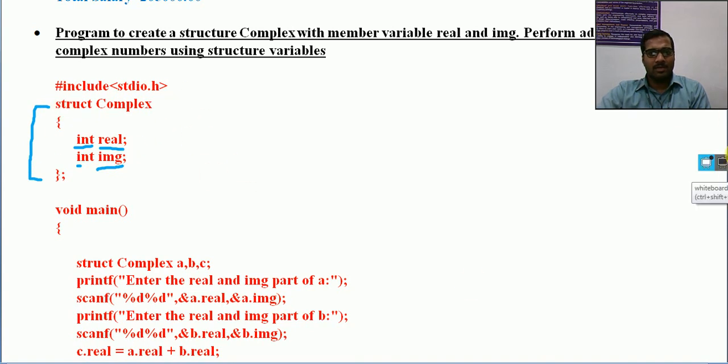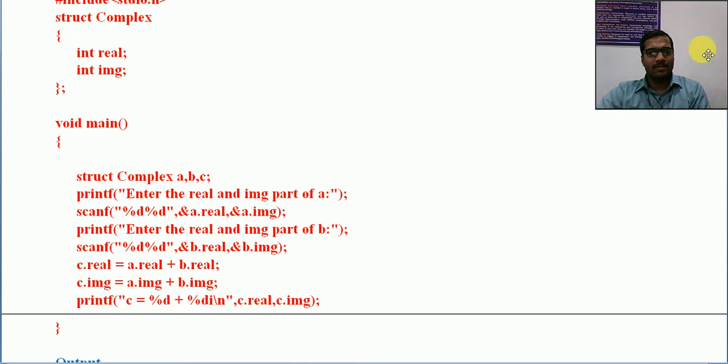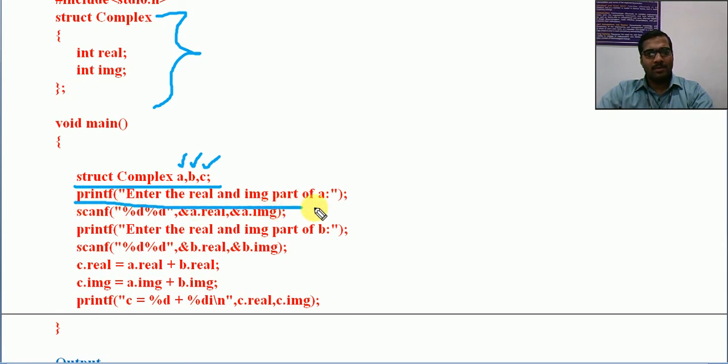Then inside the main, what we are doing: I am creating structure variables, struct complex a, b, c. So I am creating three variables of this type. The meaning is a is the first complex number, b is the second complex number, and c is the resultant complex number. Okay, now printf enter the real and imaginary part of first complex number.